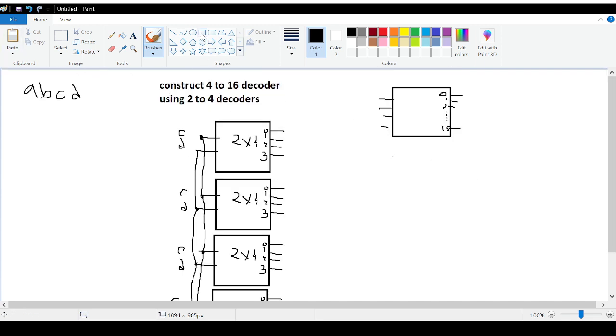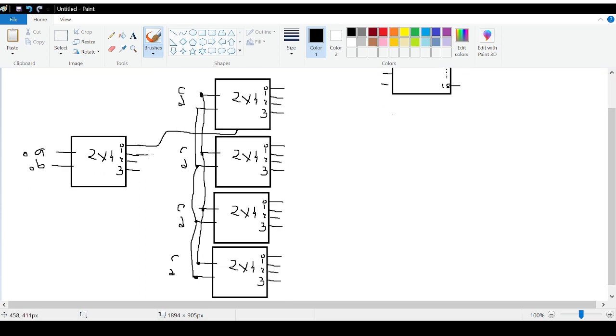Now for AB, we will need another decoder. This AB will control the other decoders. Again we will take another 2 to 4 decoder. We will pass A and B through there, and these will work like the enable bits. So when AB is 0, 0, 1 will pass out of output 0 and it will activate this decoder. This will be the enable bit of each decoder. And output 3 will enable this decoder.